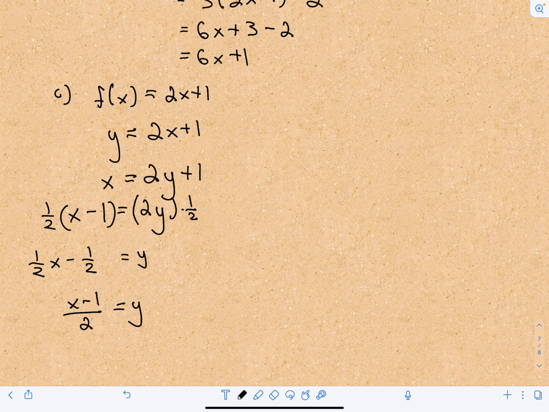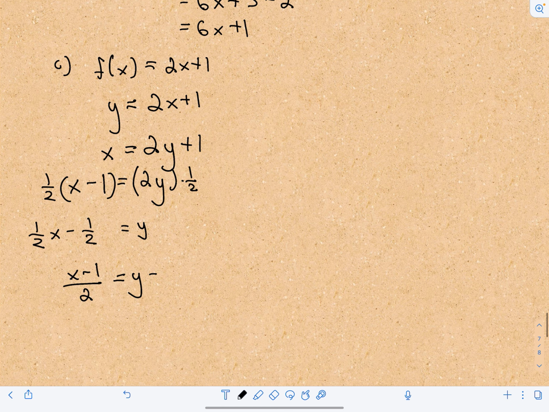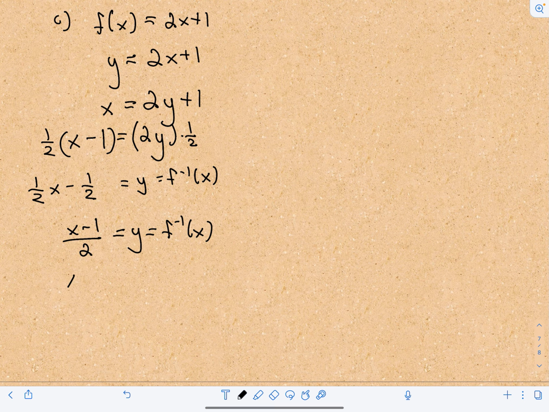And once you have y by itself, that's now your inverse function. So we've actually found the inverse. Easy peasy, no big problem. So x minus 1 divided by 2 is going to be equal to our inverse function. And yeah, that's all there is to it.